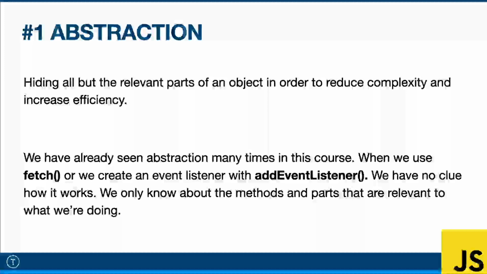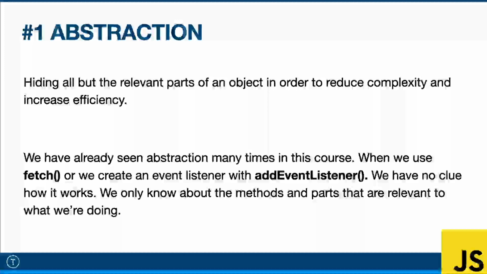Now, we deal with abstraction everywhere in programming. There's 100 things that I can think of right now that we've already done in this course that have used abstraction. For example, when we create an event listener or we use the fetch method, we don't actually know how it works or what's going on behind the scenes. We don't know all the private properties and private methods. We just know how to use it.